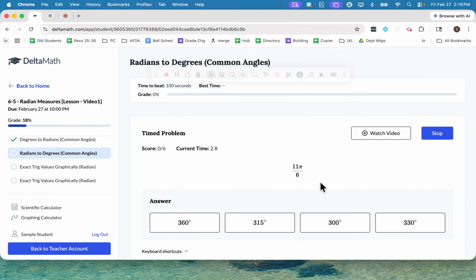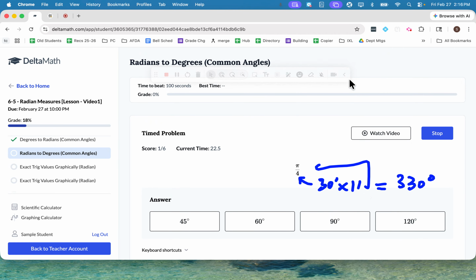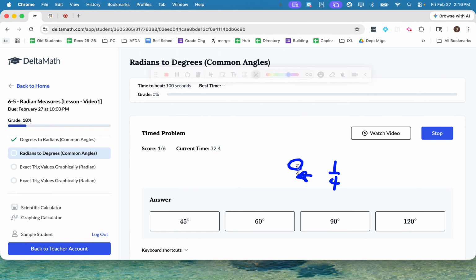This is the same exercise, except you're going backwards. 11/6. So the translation here is sixths mean 30 degrees each sixth. I want 11 of them. So that's 330 degrees. Right here. Quarter slices. Quarter slices. And up top, we're only talking about one. Each quarter slice is worth 45 degrees.